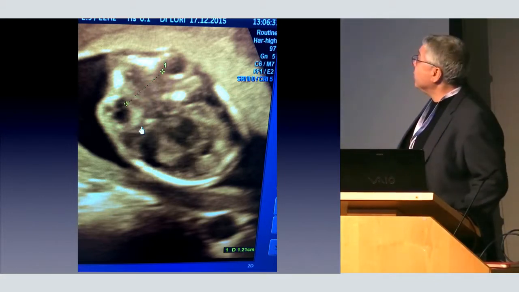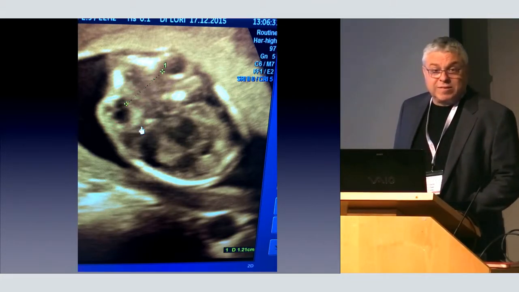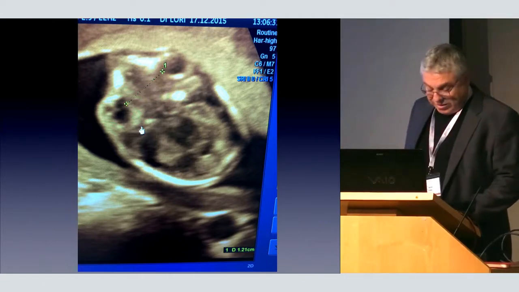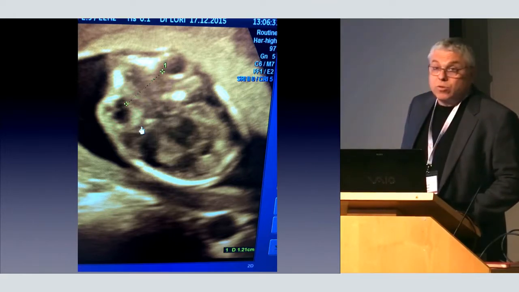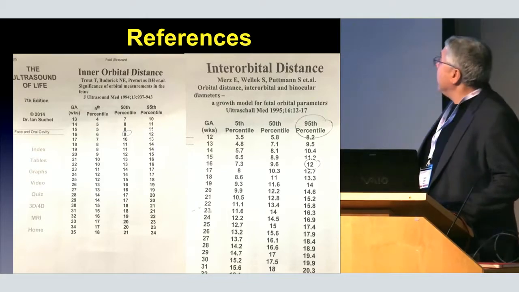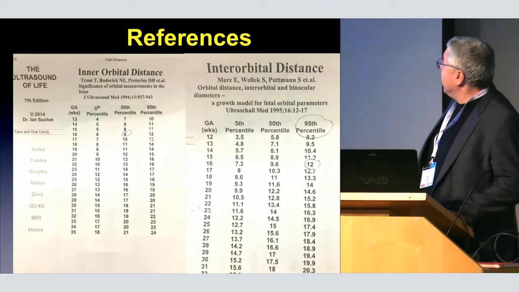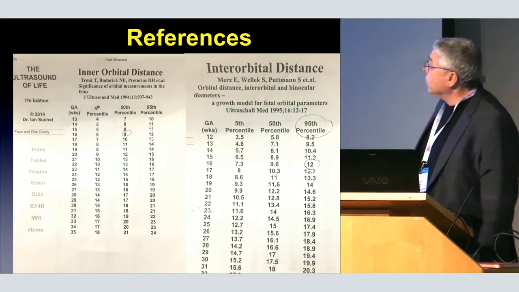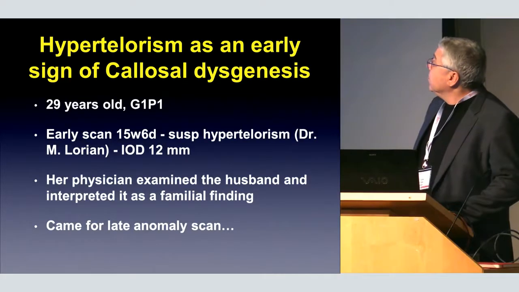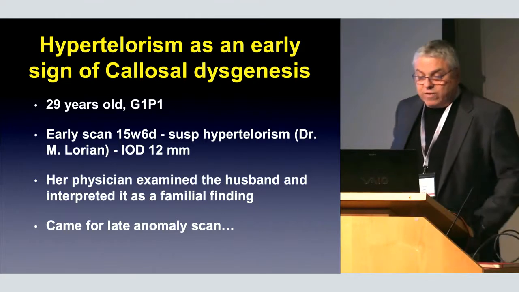Hypertelorism. How do you know that it's a hypertelorism? At 15 plus 6 days, the interorbital diameter is 1.2 centimeter. So we go to the literature, to the tables, and we see two articles, one by Budorick and the other by Eberhard Merz, and you can see that 12 millimeter of IOD is above the 95th percentile for this gestational age. So this case is presented as hypertelorism, as an early sign of callosal dysgenesis.